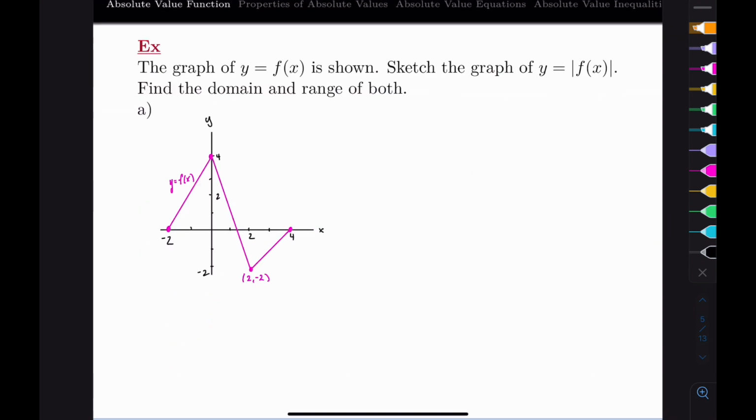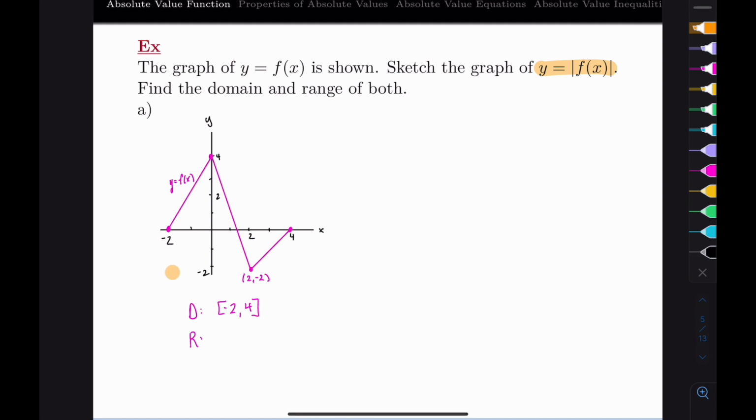Okay? So let's go ahead and try this with a graph of a function. We're given the graph of f of x. We want to sketch the graph of it in absolute value. And then we also want to find the domain and range of both of these pieces. So starting out with this first one, we have the graph of our function. Let's go ahead and find the domain and range to start with. So for our domain, the x values that this takes on are between -2 and 4. So our domain is exactly that, and we can equal these two endpoints.